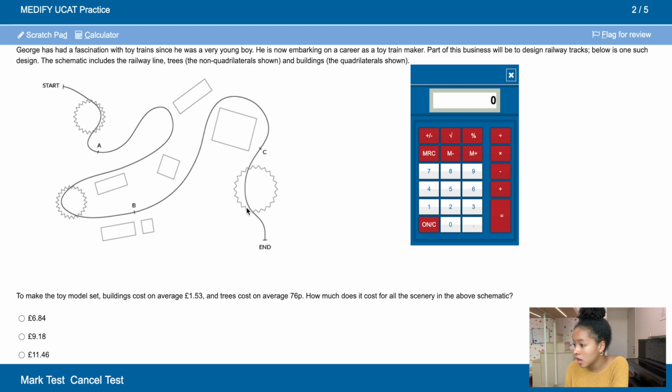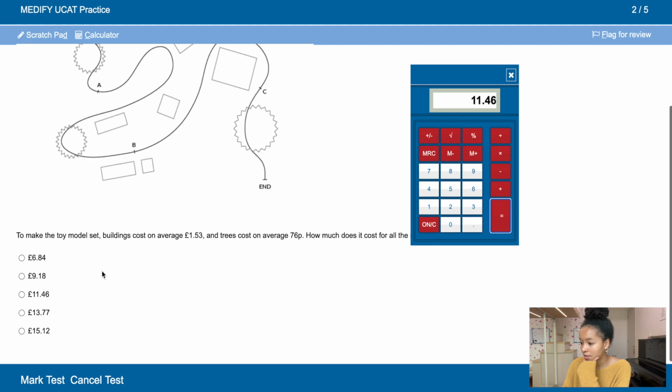We have 6 buildings at 1.53 pounds. So 1.53 times 6 is 9.18. So let's write 9.18 on our sheet that we have. And then we do 0.76 times 3, which is 2.28. And then we add 9.18 to it, which gives us 11.46, which is this answer here.